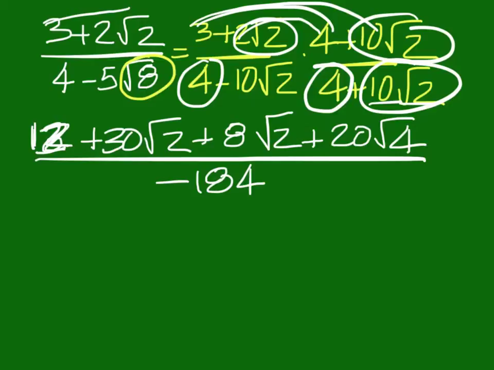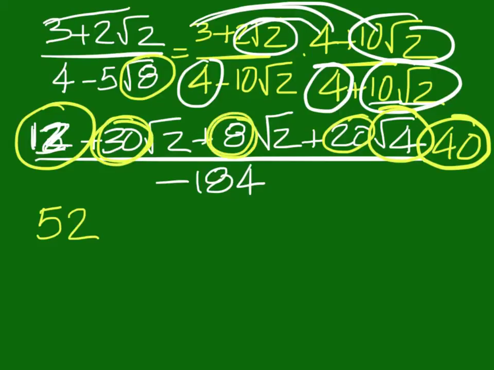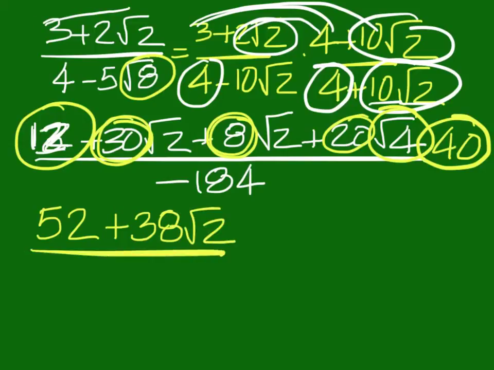On the top, you have all kinds of things that can simplify. First, the square root of 4 is 2. 2 times 20 is 40. You have a 12 out front. 12 plus 40 is 52. In the middle, you have 30 square root of 2 and 8 square root of 2. They are like terms. They both have a square root of 2 in them. So 30 plus 8 is 38 square root of 2. And on the bottom, you have a negative 184.